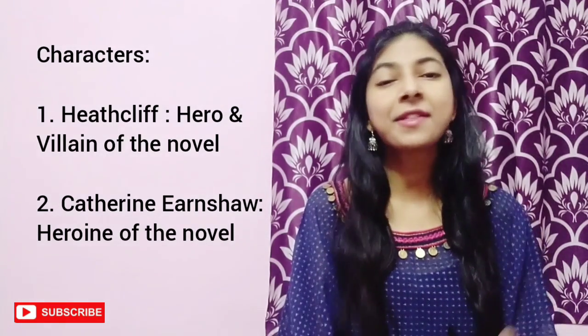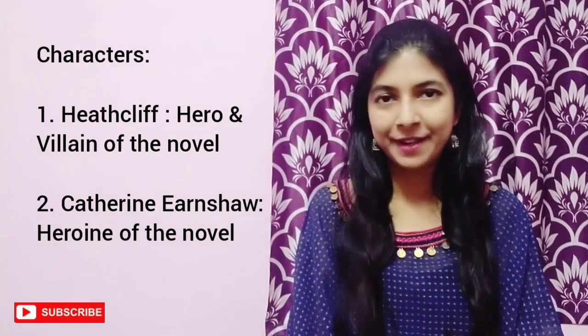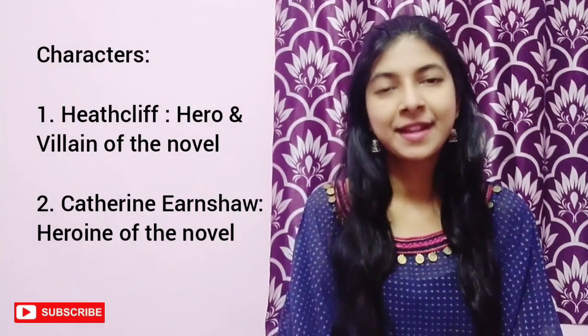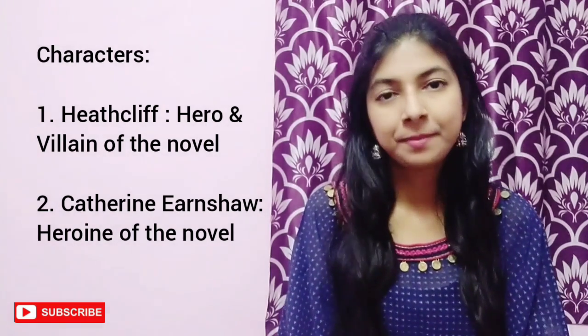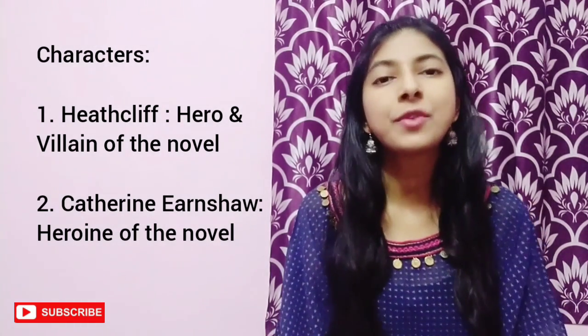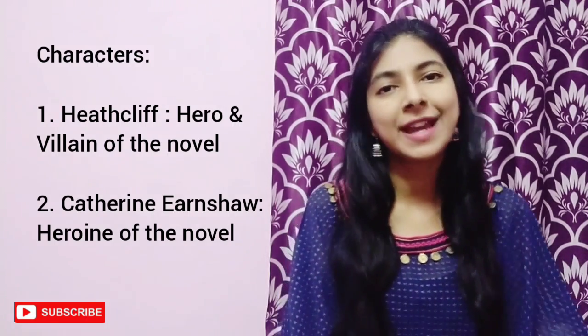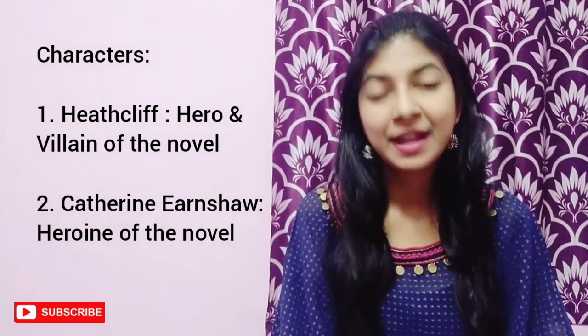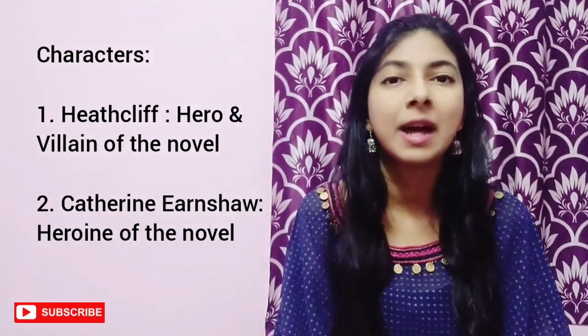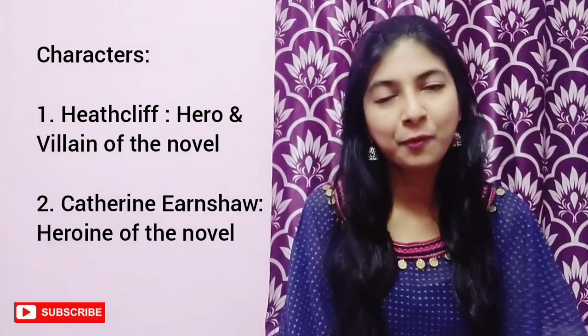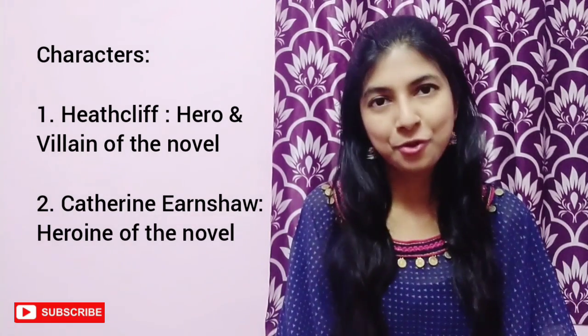So now we are going to look at the most important characters of Wuthering Heights. So at first we have Heathcliff. He is the hero as well as the villain of Wuthering Heights. Heathcliff is an orphan. Mr. Earnshaw found Heathcliff on the streets of Liverpool and he brought Heathcliff to his house. And later, Heathcliff develops an all-consuming love for Katherine Earnshaw.